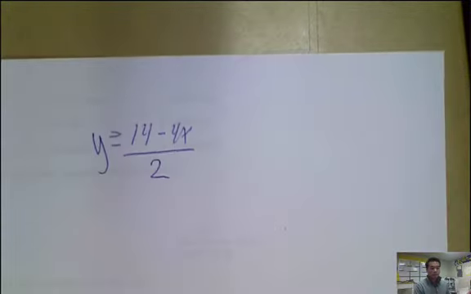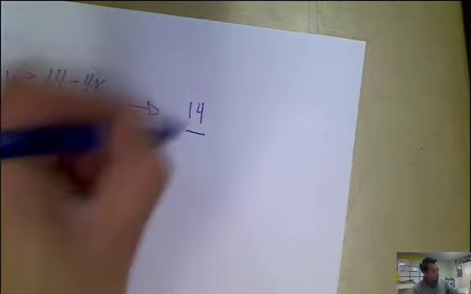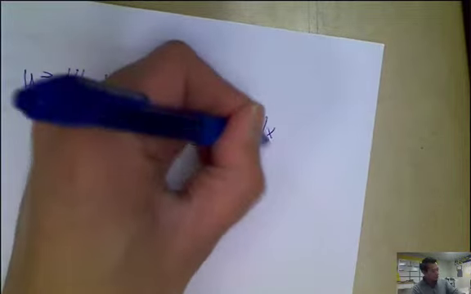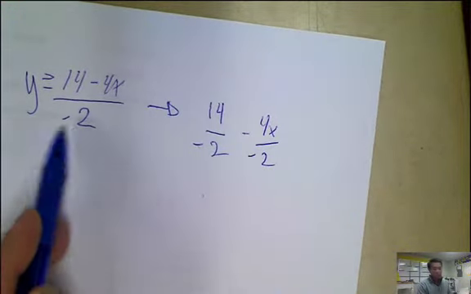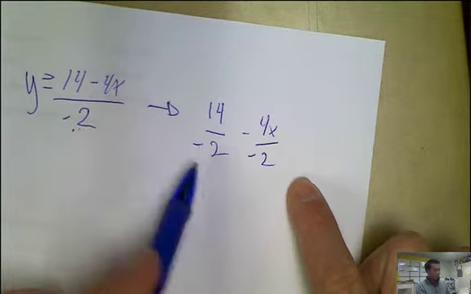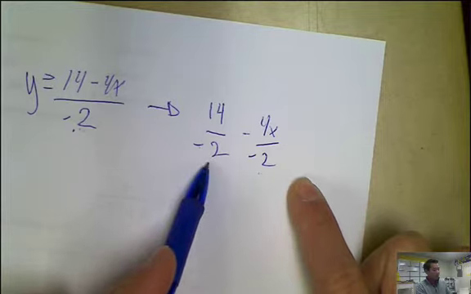Okay, I'm going to take a moment and explain that real quick. If you have y is greater than or equal to 14 minus 4x, divided by negative 2, earlier you saw me write something like 14 over negative 2, minus 4x over negative 2. These two are the same because these are called rational numbers. My denominator here, how do you subtract fractions? You keep the base, or the denominator, the same.